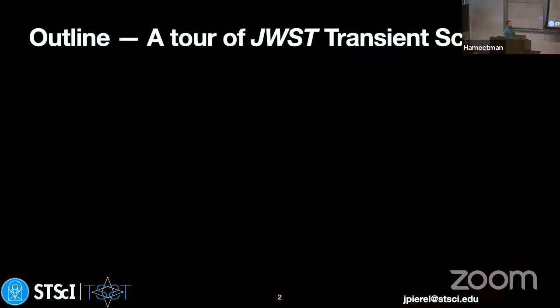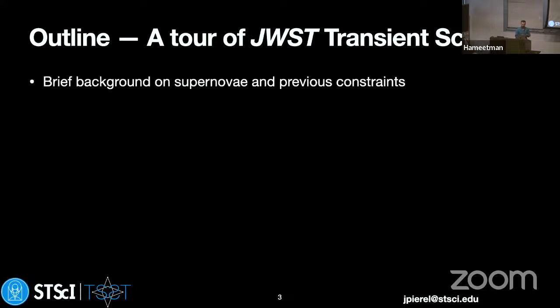So I'm going to give a little tour of what we've been doing in transient science with James Webb. A little background, of course, and the types of constraints that we had at the beginning of launch and where we've gotten to now, where we're trying to get to in the future. Talk a lot about the progression that we've had over about 3 years of James Webb up to this point, and now what the stage is set for the future of high-redshift supernova discovery.